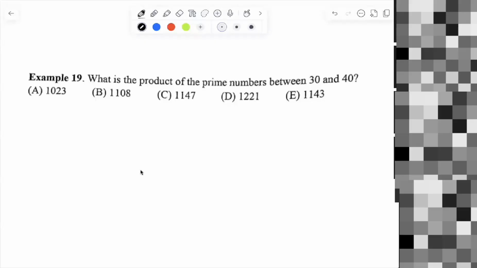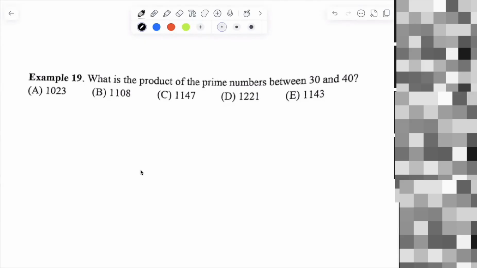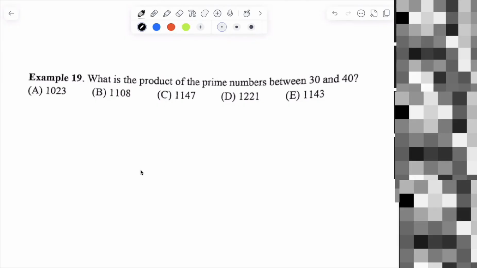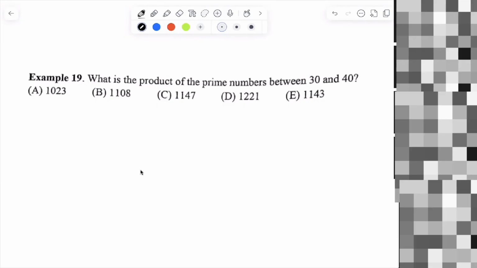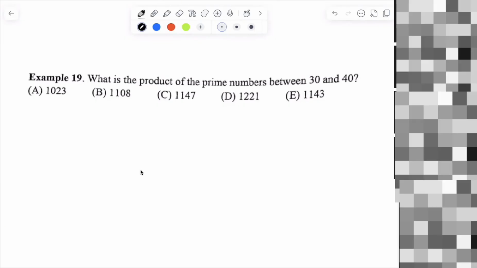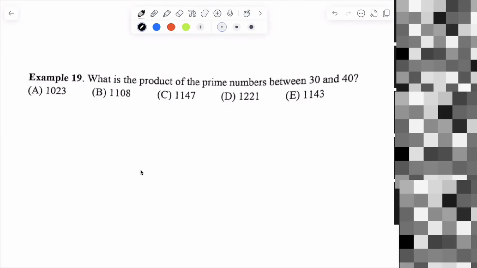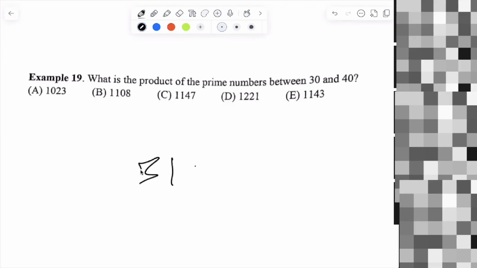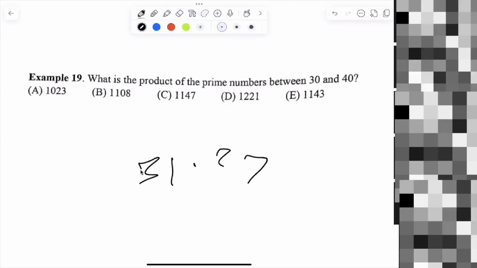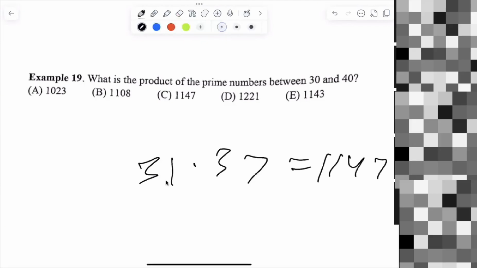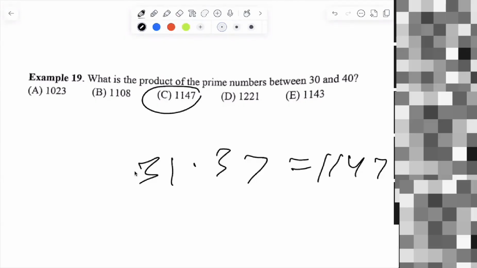Well, let's get started with this question. So how do we approach this? First off, notice that there aren't that many prime numbers between 30 and 40. Specifically, there are only 31 and 37. That makes life so much easier, since it's just multiplying two integers. Multiplying them up, you get 31 times 37. Do your multiplication, and this should give you an answer of 1,147. So the answer to this question is just C.